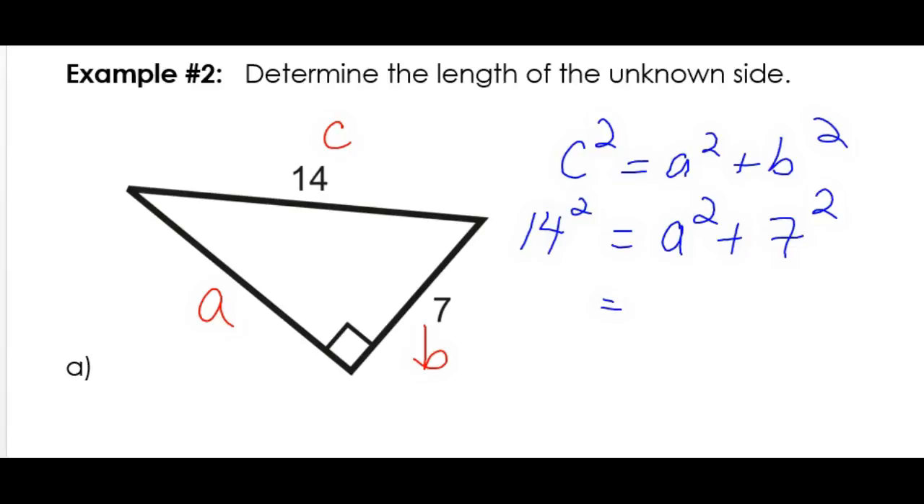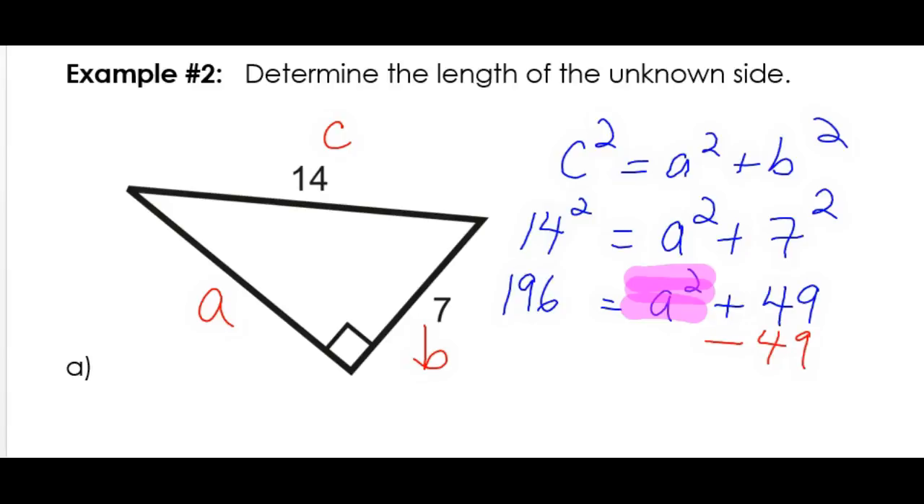If you're not sure what 14 squared is, then make sure to use your calculator to figure that out. It ends up being 196 when I say 14 times 14. I still don't know what A is. I'm working towards that. And I do know that 7 squared is 49. Now, what makes this question more complicated is that I need to somehow get this A squared all by itself on one side. Now, what that means is that I need to be able to get rid of this plus 49. So to get rid of plus 49, I can take away 49.